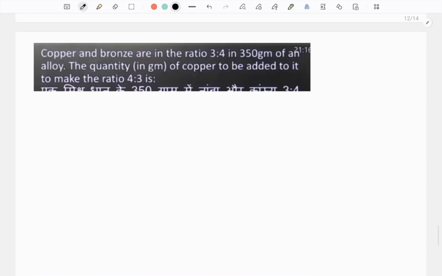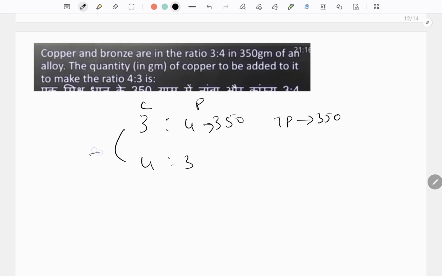Copper and bronze are in the ratio 3:4 in 350 grams, means 7 parts is 350. Of an alloy, the quantity of copper to be added to make it 4:3. Now this is copper to bronze. Copper is added, so what they are asking is the quantity of copper to be added to make it 4:3. When copper is added, there should not be any change in the bronze. There is a change, so we have to make them equal.